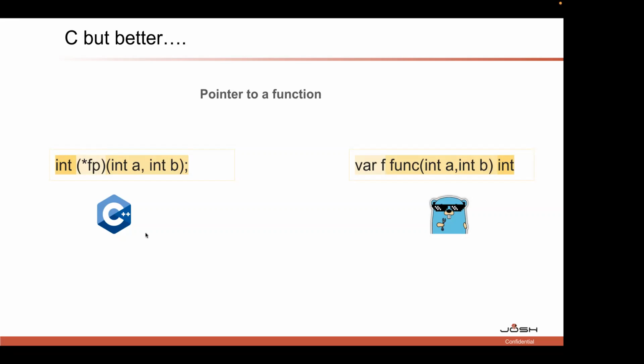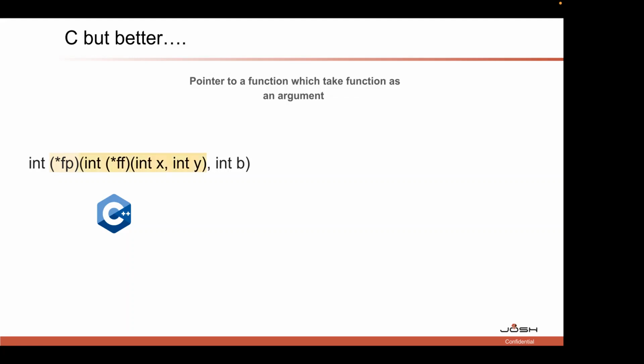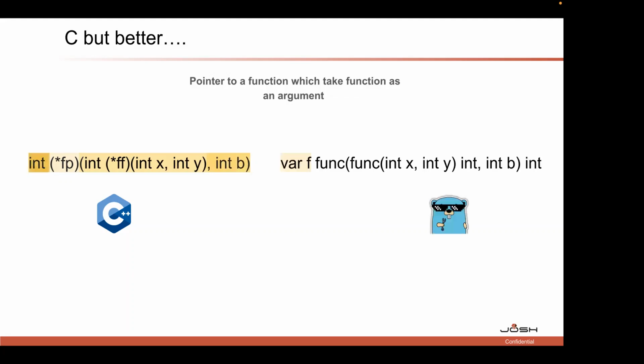So yeah, thanks for pointing it out, Yash. So moving on to a more complex example, a pointer to a function which takes a function as an argument. This is how you do it in C++. It is a function pointer fp which takes a function as an argument, which is the first parameter. Second parameter, again an integer, which returns an int.